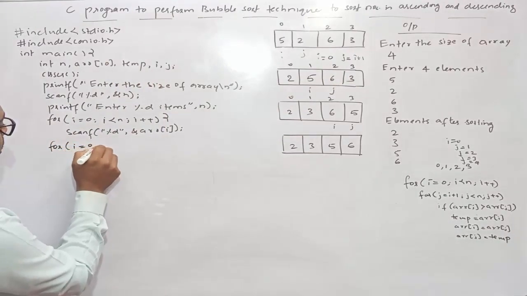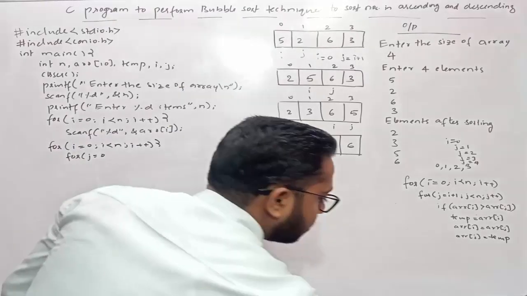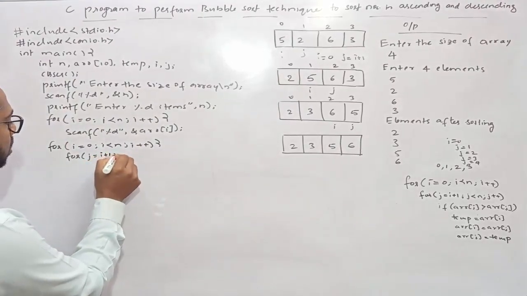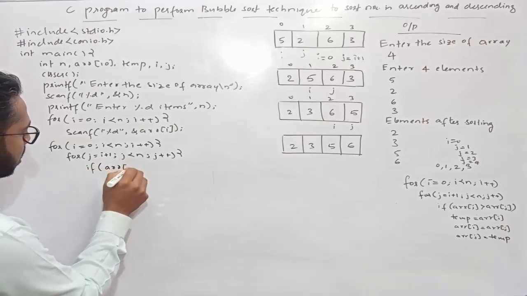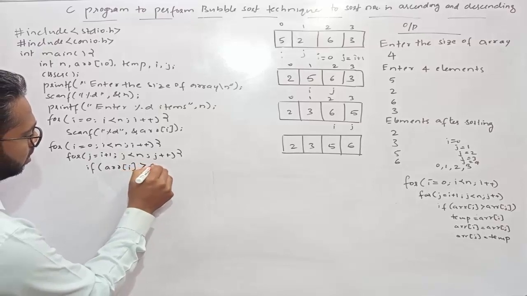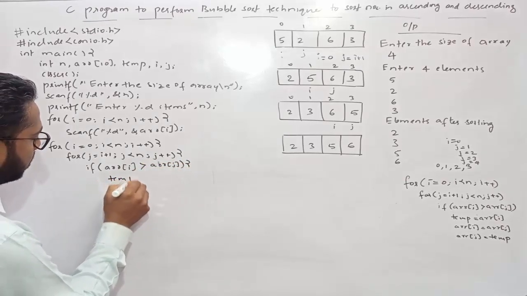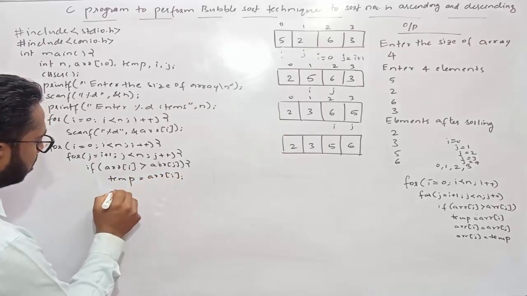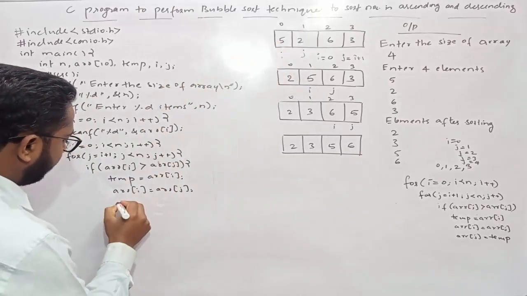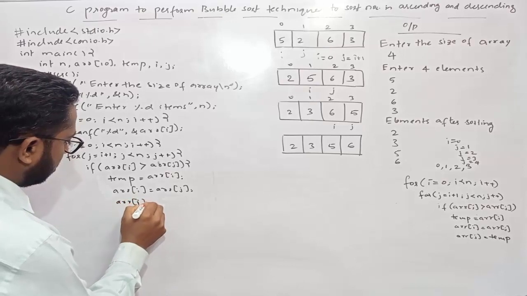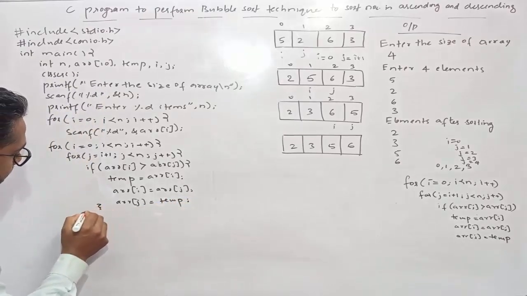For I equals to 0, I is less than n, I plus plus, for j equals to I plus 1, j is less than n, j plus plus, if first item becomes greater than the second item, then we will swap array of I, array of j will come into the position of I, and then array of I will come into the position of j. Bracket, close bracket, close bracket.